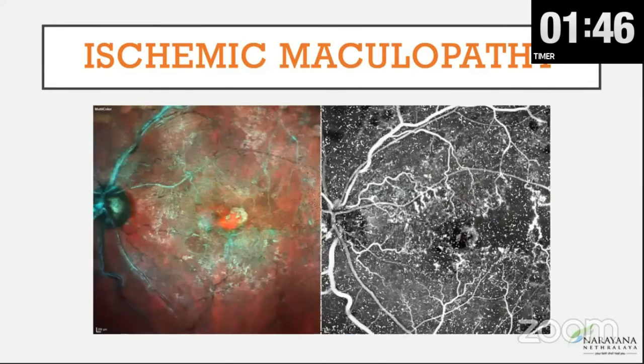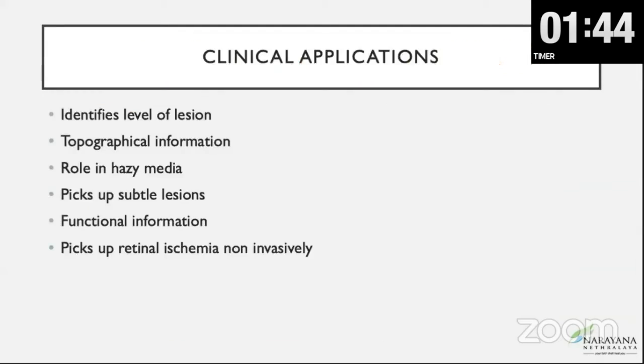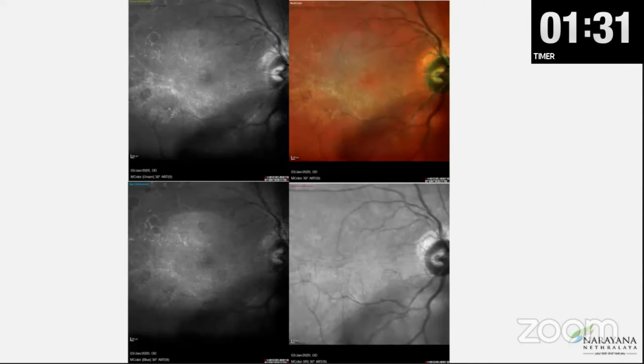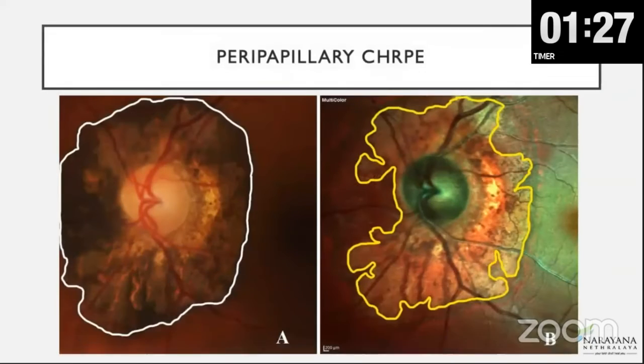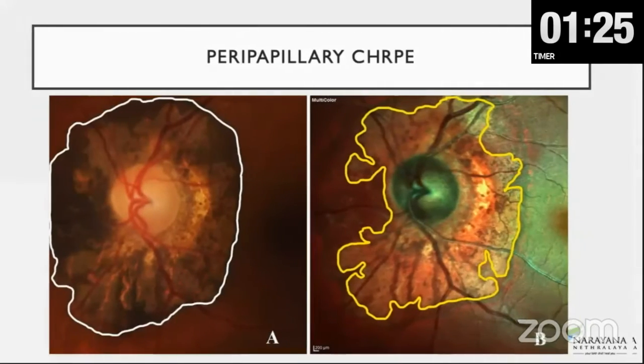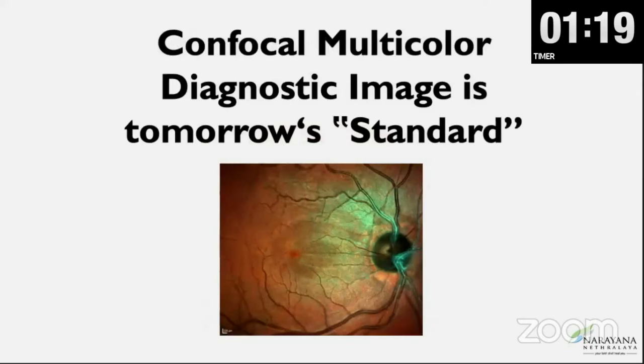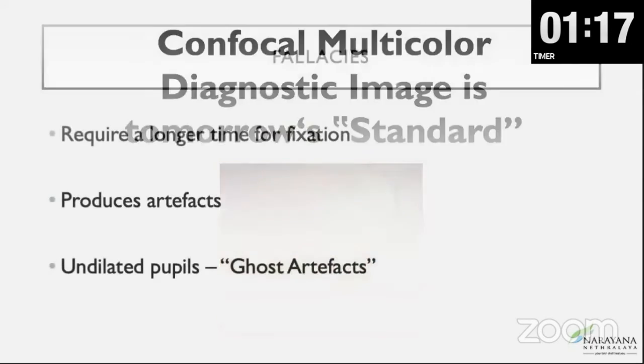Ischemic maculopathy also can be very well visualized, very similar to the FFA. It identifies the level of the lesion, topographical information. We have blue reflectance in hazy media, subtle lesions, and functional information also, and all of this non-invasively. So some more examples here of the ERM and how well it can be delineated topographically. You can mark it out so well as to the extent of the lesion. Also, with color fundus imaging being today's standard, I think there is a possibility that multicolor could be tomorrow's standard.